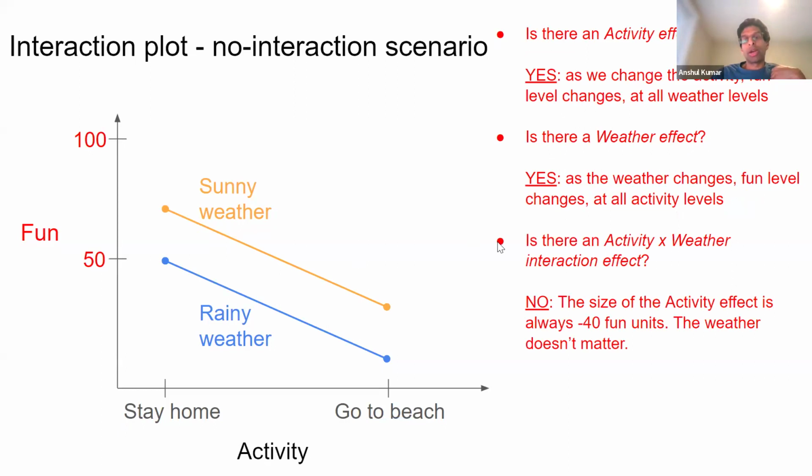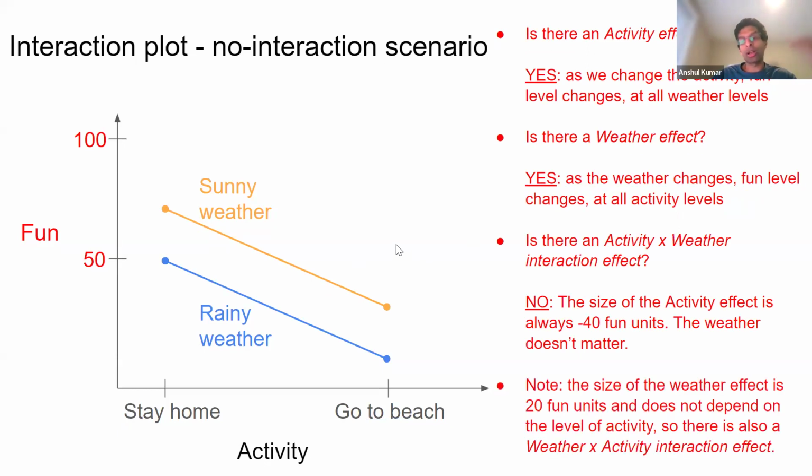So there's no activity times weather interaction, meaning the size of the activity effect is always -40 fun units. Doesn't matter what the weather is. And then we can also say the weather effect is also 20 fun units, no matter what activity we look at. And so there's also no, so this I believe is a mistake on the slide here.